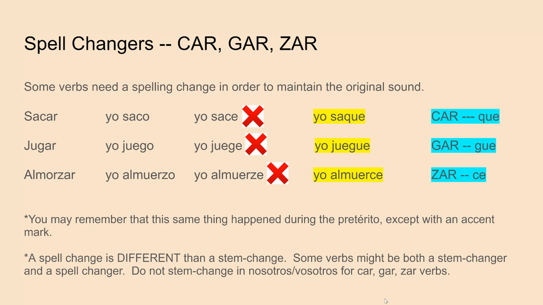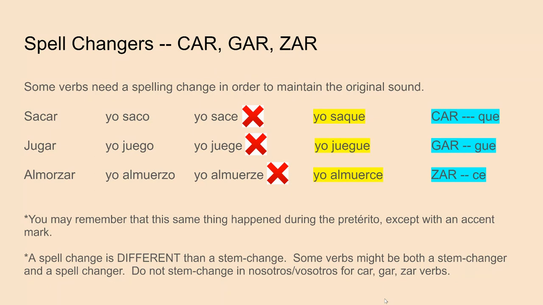So I have to do something to maintain that K. The yo form in the subjunctive is yo saque. The same thing happens with jugar. The yo form is yo juego. If I just take the O away and put an E, I end up with yo juegue, right? It's a soft G. It doesn't maintain that original sound, right?